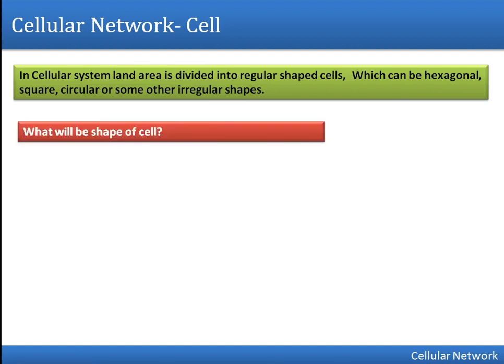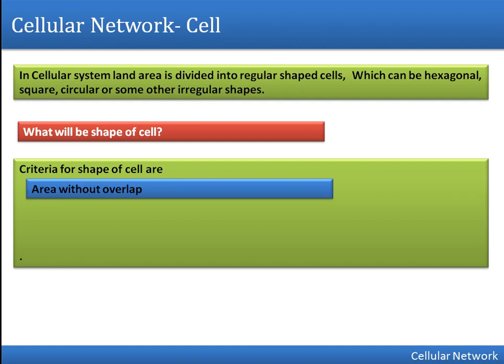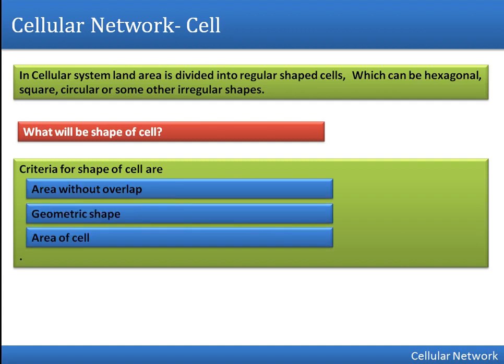Now here I will explain why the hexagonal shape is considered to represent a cell. There are some criteria for which shape has to be used. These are the three criteria. First, whatever shape you select, if we use that shape multiple times, there should not be any overlapping in order to cover the entire region. Second, it has to be a geometric shape like a square, rectangle, or circle. And third, the area of the cell: whatever shape we select should cover the maximum area.